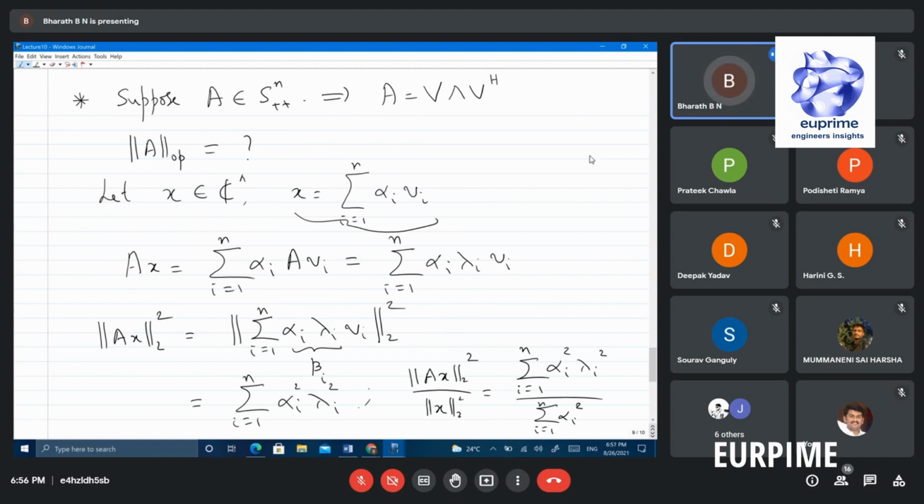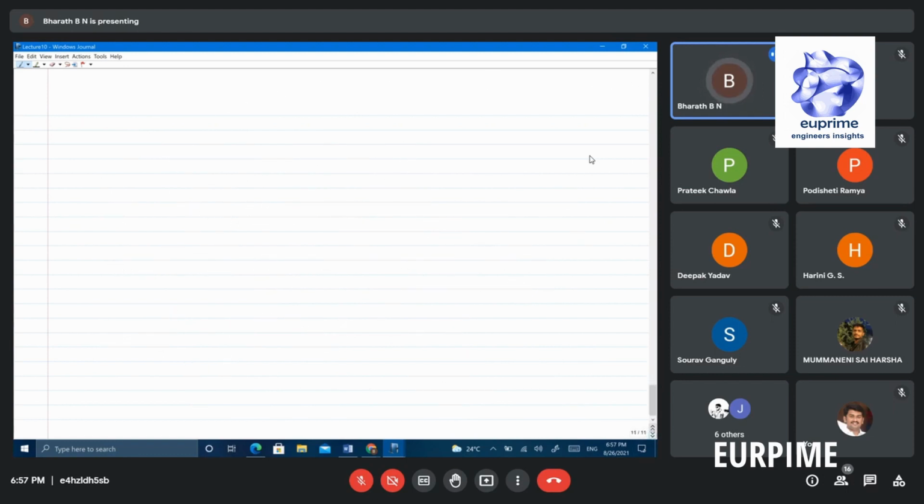So now the question is, what is my choice here? So I should find x, right? That means I should find alpha i's. Now, what is the problem? The problem would be the following, right? Maximize over all alpha 1 through alpha n summation I equal to 1 to n alpha I squared divided by summation alpha I squared times lambda I squared, right?